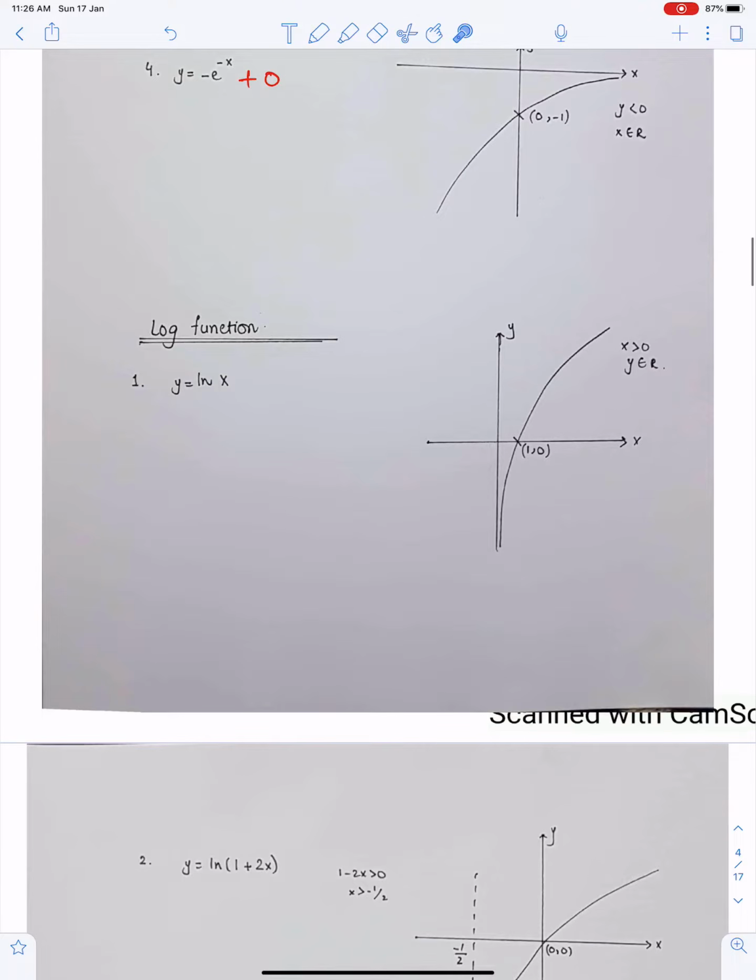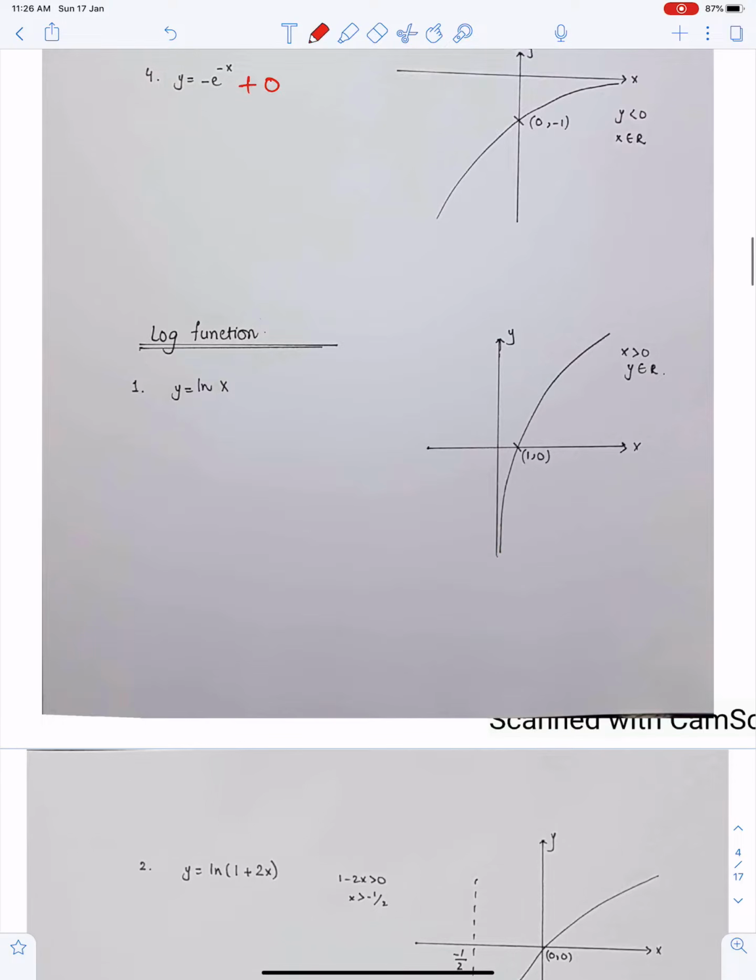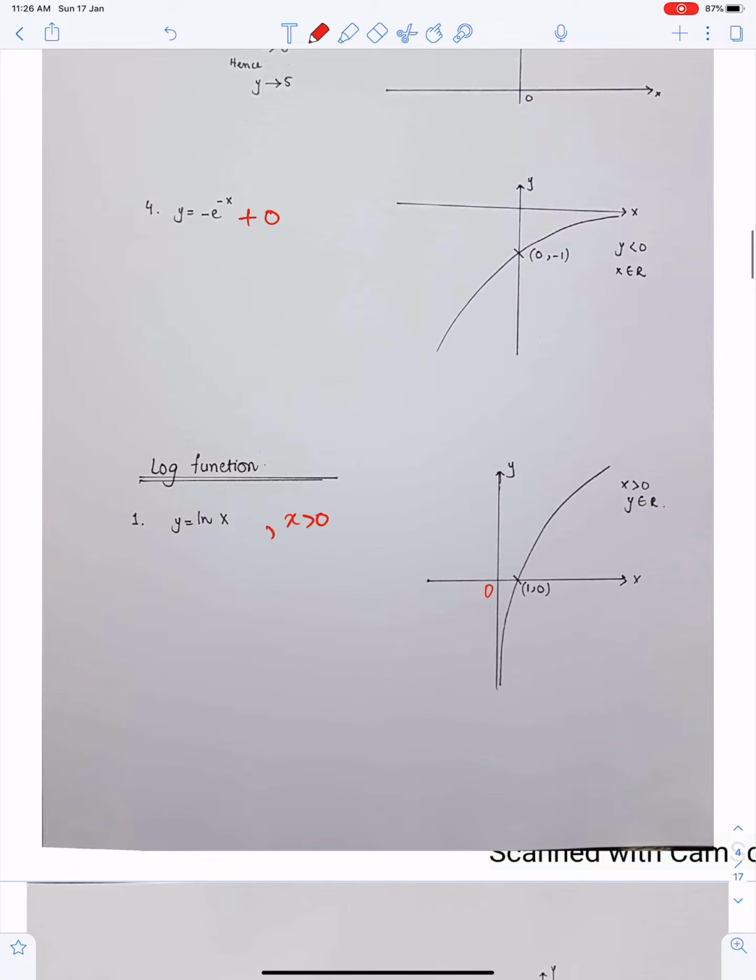Log functions, ln functions. Ln is always parallel to ln x. The domain of ln x is x greater than 0, and ln is always parallel to y-axis. Ln is parallel to y-axis because this line has equation x equals to 0 and this is x greater than 0. So this is the sketch of ln x. X greater than 0 and y can take any real value. Y can take any value from minus infinite to infinite.